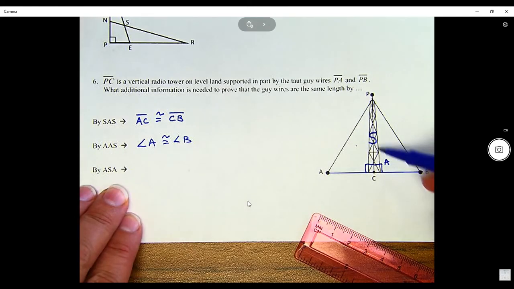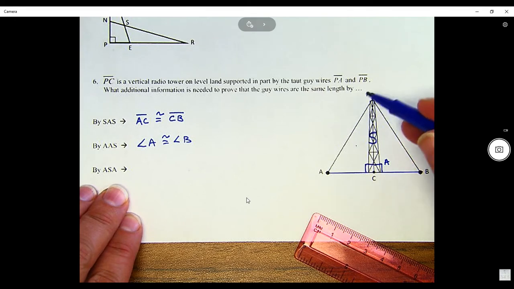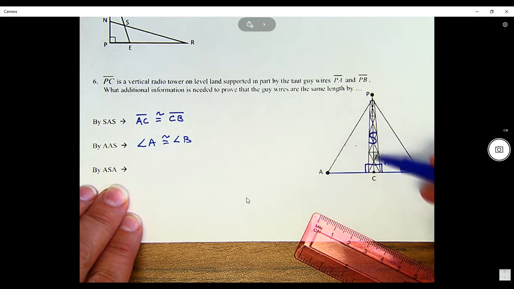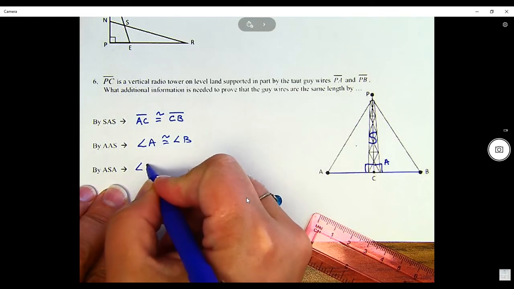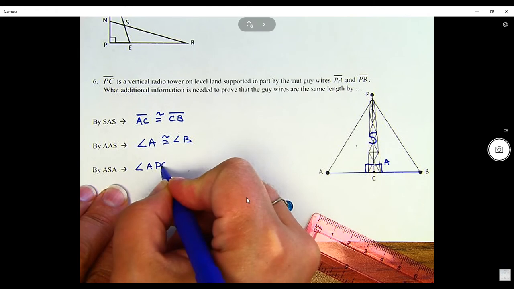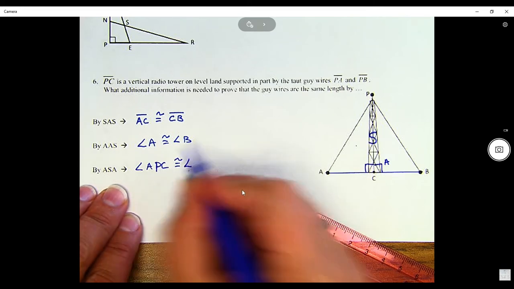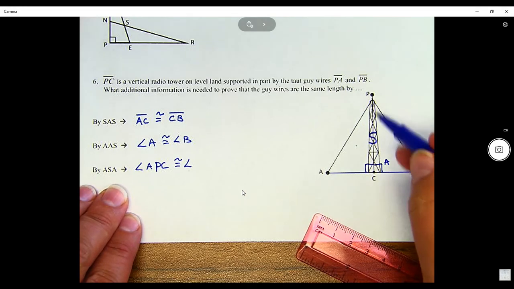Next, by angle, side, angle, we would actually have to know about angle P, but it's kind of confusing because there are 2 angles up here. So let's be real careful about how we're naming this one. So we would need to know that this angle here is congruent to this angle here. So let's start with angle APC, that's the P, is congruent to angle BPC.